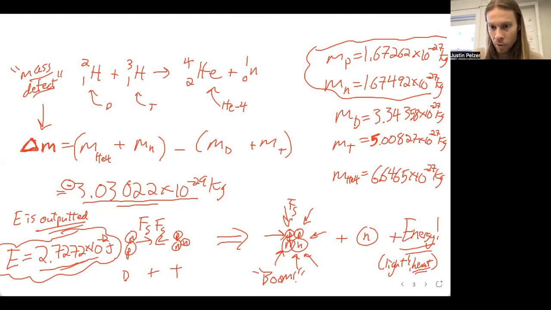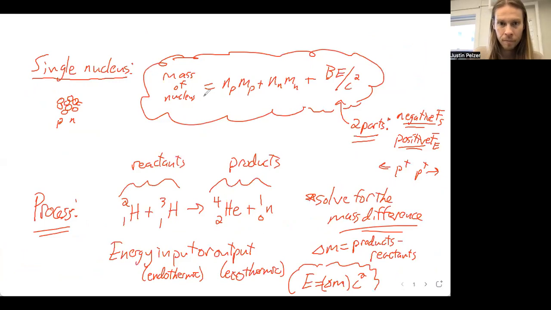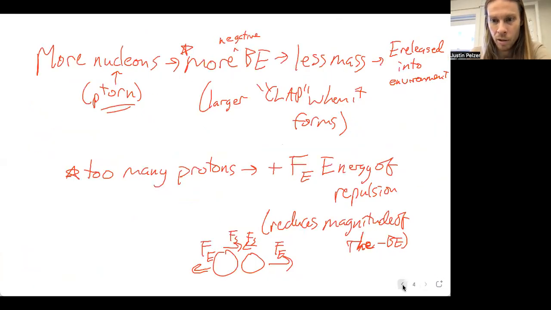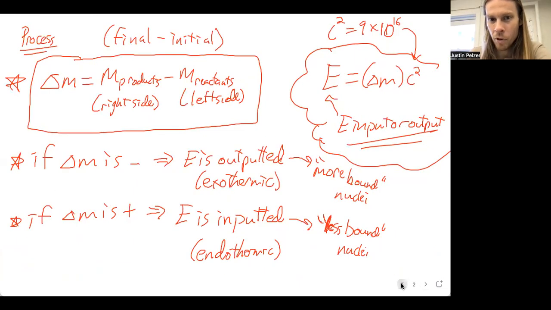Anyway, there's the example of how you use this equation. This is for a single nucleus, and this is for a process. So this is the nuclear reaction. Products minus reactants. Hope that made sense. There's the picture. There's the concept flow chart.